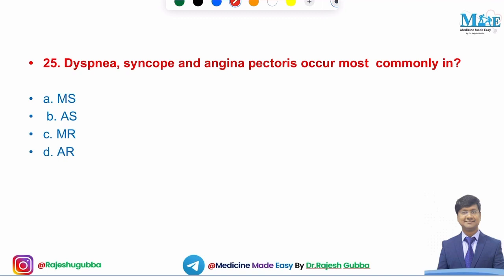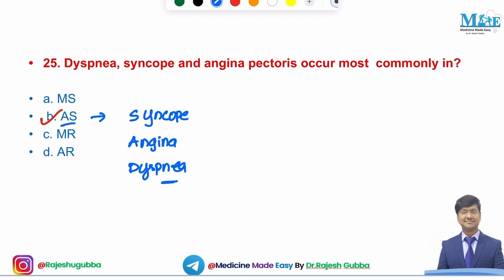So dyspnea, syncopal attack, angina occurs most commonly in MS, AS, MR and then AR. So the answer in this question is the aortic stenosis. In aortic stenosis, just remember this mnemonic SAD. SAD stands for syncopal attack, then angina, then dyspnea, right? So this is your SAD, which occurs in patients with the aortic stenosis.